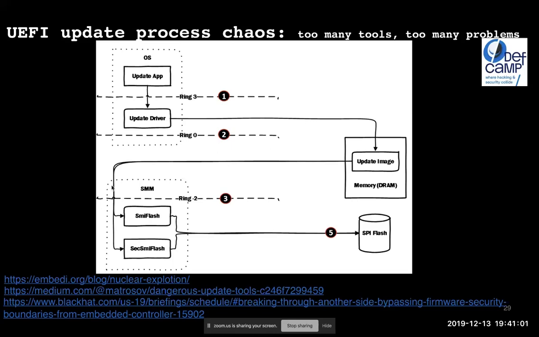Let's talk about the UEFI update process. There have been a lot of publications regarding this, and you can see the links below the picture, but in the update process multiple parties are involved. As I mentioned before, we have the operating system application, and the driver from the application, which tries to map the update image in a specific memory region and also tries to trigger an SMI handler responsible for the update process.